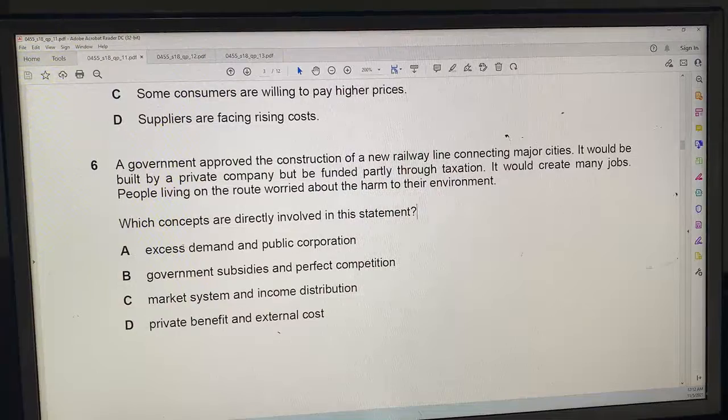Let's see. Not a public corporation. So the answer cannot be A. And the question doesn't say anything about excess demand. So the answer cannot be A.